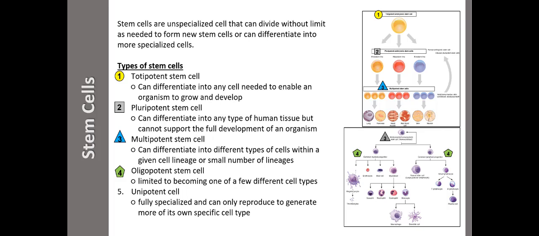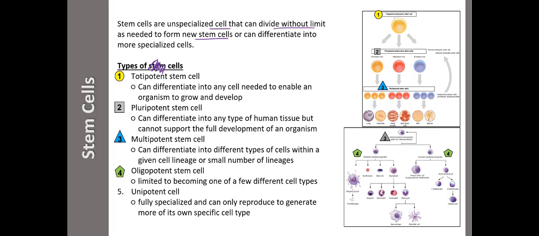The last thing I'm going to cover is stem cells. There are different types of stem cells that are found in our body. Stem cells as a whole are unspecialized cells that can divide without limit to form either new stem cells or to differentiate to form different kinds of more specialized cells. So there are different types of cells, I should say. The first one is the totipotent stem cell. And this is found in embryos.